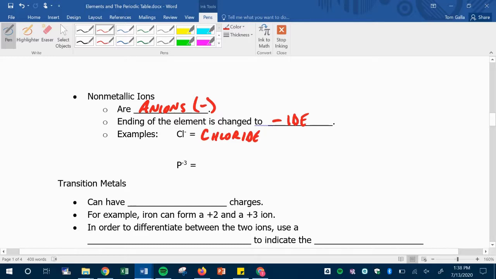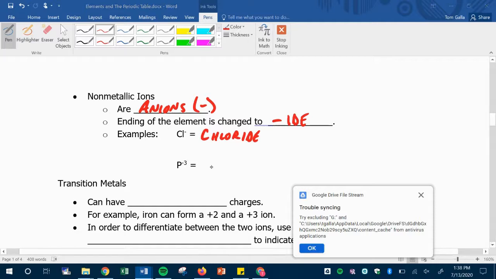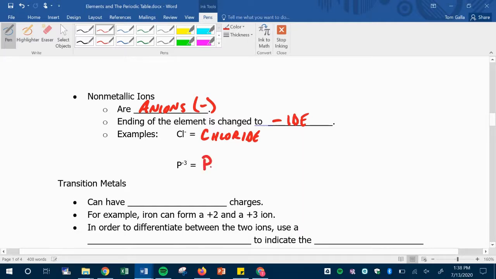All right, now let's look at another one. We've got P-3. Remember, the -3 should help you find it on the periodic table. It should be that -3 column. And when you look, hopefully you see that this is phosphorus. So we change the ending of phosphorus to that "ide" ending, giving us phosphide.